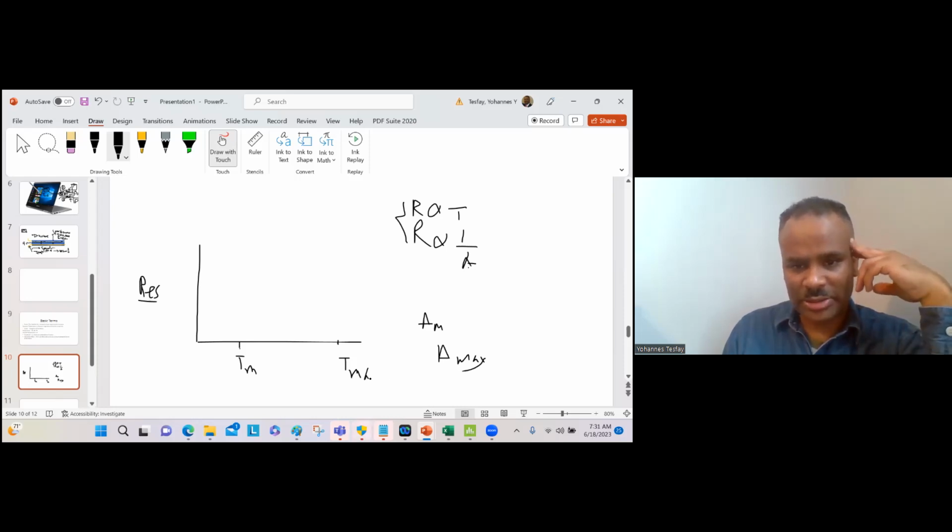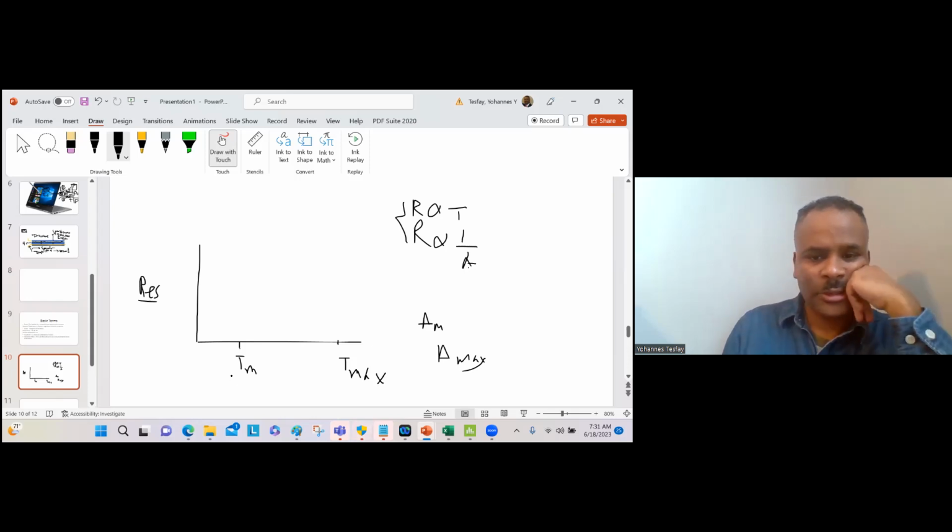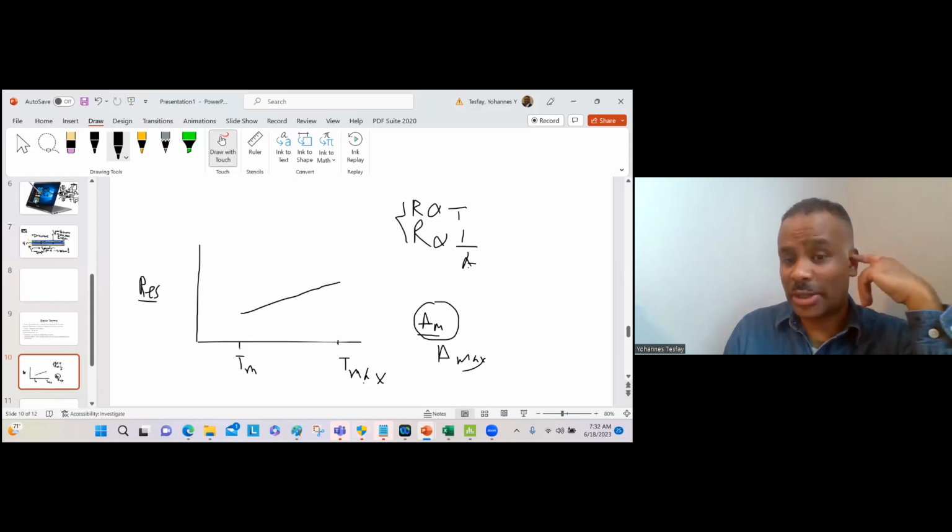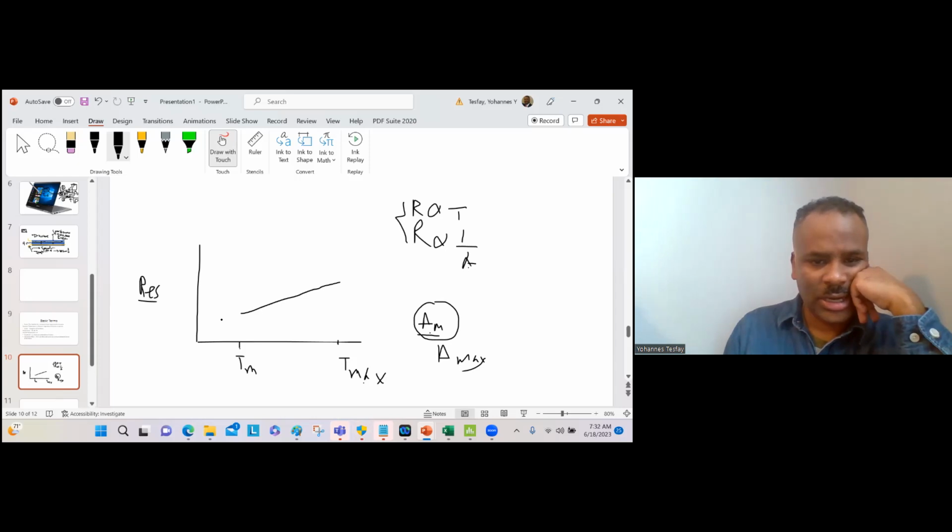This is max, just like that. So now when area is the minimum, let's say on area minimum, at temperature minimum and maximum. This is the resistance that I find. This is the resistance. Area fixed. This is area for minimum.